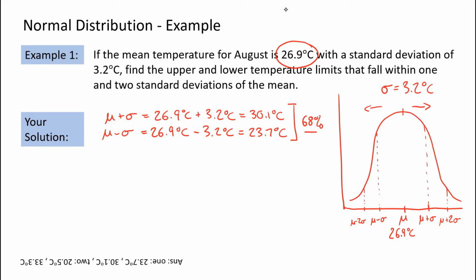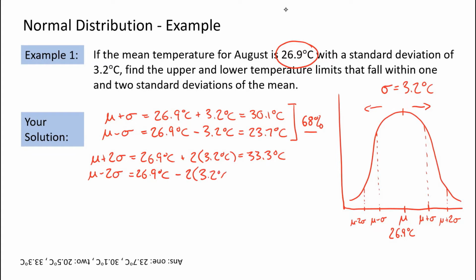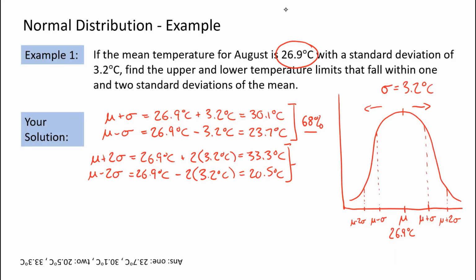Okay? If we go 2 standard deviations from the mean, we have mu plus 2 times sigma, and mu minus 2 times sigma. And that's equal to 26.9 degrees C plus 2 times the standard deviation, 3.2 degrees Celsius, which gives us 33.3 degrees C. Mu minus 2 sigma is 26.9 degrees C minus 2 times the standard deviation, again, 3.2 degrees Celsius, which gives us 20.5 degrees Celsius. Again, if this is a normal distribution, 95% of our temperatures would fall within this range.